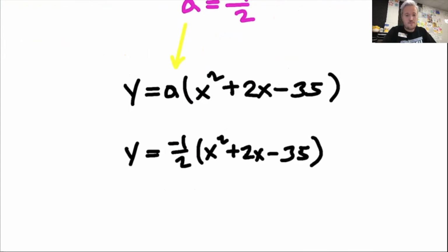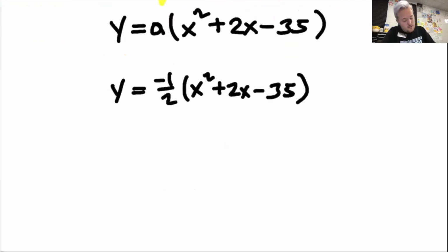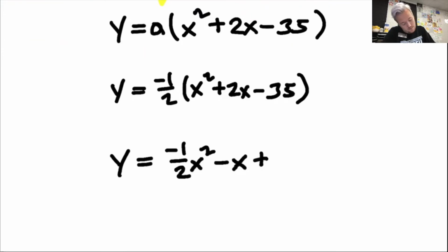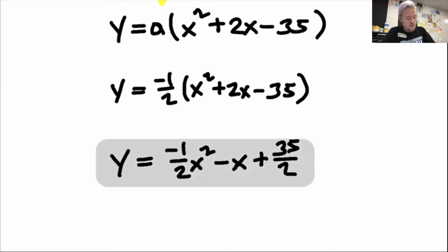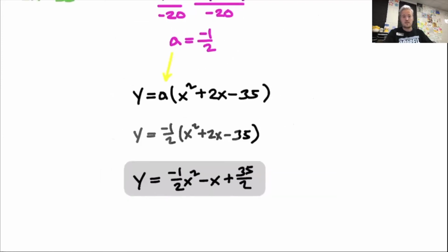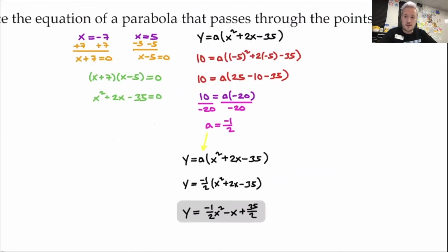minus 35. So when you distribute, you're going to get y equals -1/2 x squared minus x plus 35 over 2. So this is going to be our final equation, our final answer here. So what I'm actually going to show you next is how to do these on the calculator so that you can kind of check them.